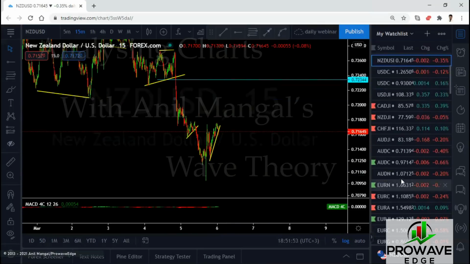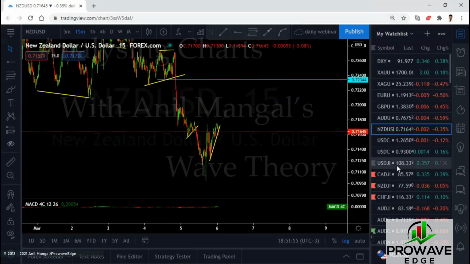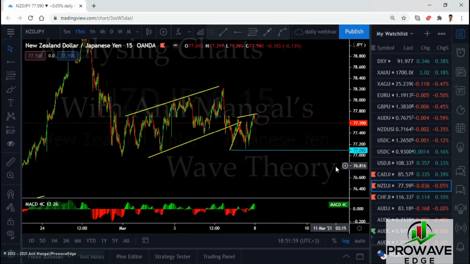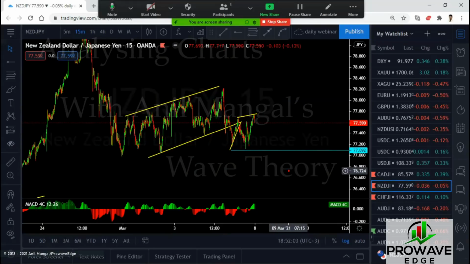And the same thing would probably be followed by the New Zealand yen. Let me just go to New Zealand yen, right? New Zealand yen is a much longer term trade. You can take a number of trades into it. So the first trade would have been selling the top here.